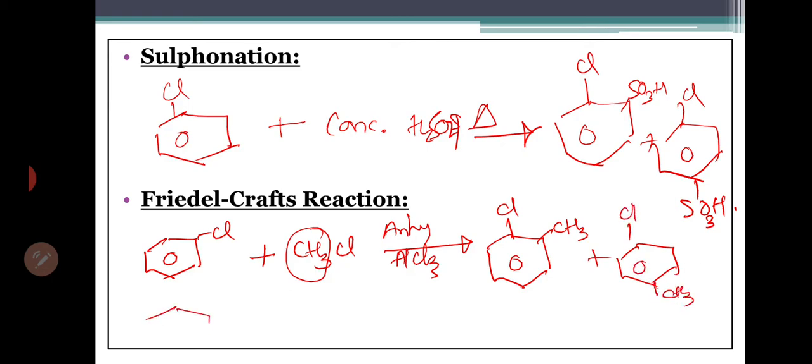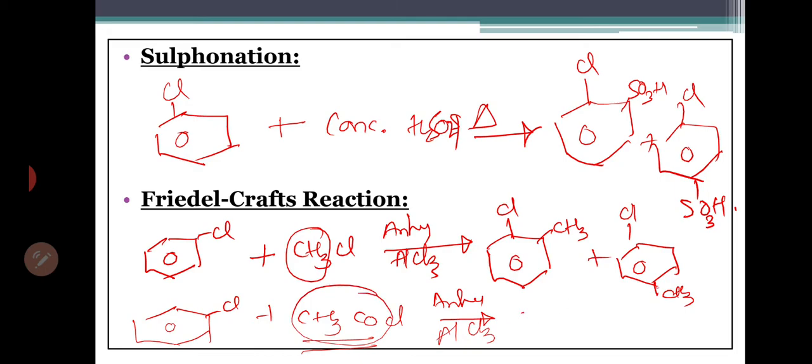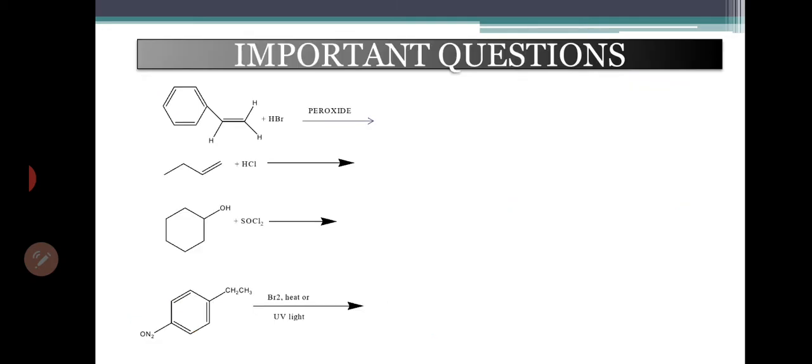Again, if we do the acylation, we'll use this acyl group. Then again, anhydrous aluminium chloride, and this acyl group will add to the benzene ring at the para and ortho position. Cl, COCH3 plus benzene ring, Cl at para position, COCH3. These are the isomers formed during the Friedel-Crafts reaction.